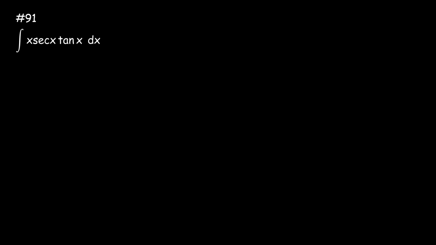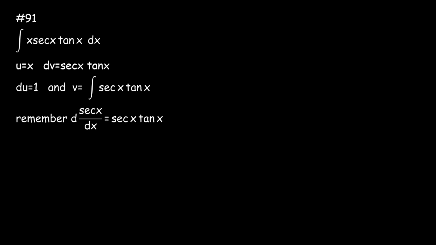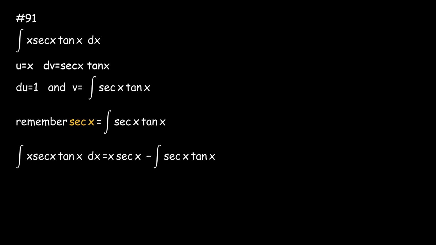We have the integral of x sec x tan x dx. We'll let u be x and dv be sec x tan x. The derivative of x is 1, but the integral of sec x tan x has to be worked out. Remember that the derivative of sec x is equal to sec x tan x. So if you integrate sec x tan x, you should actually just get sec x, just like this.